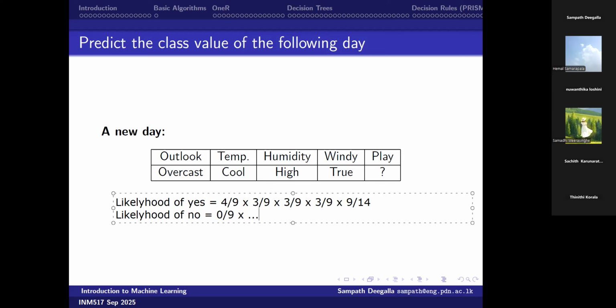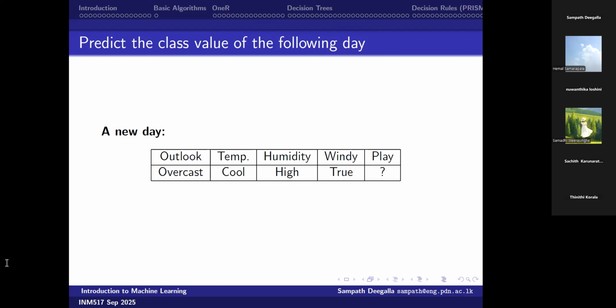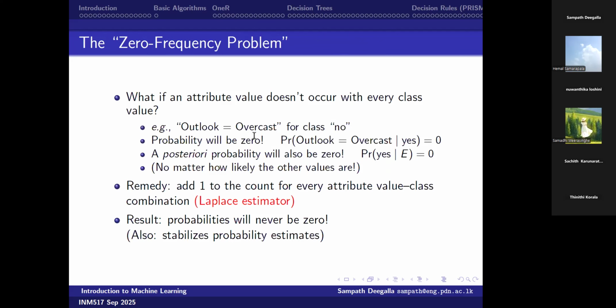What is the special case? Let me clear this for you. This is known as the zero frequency problem. So what do you mean by zero frequency problem? Whenever you have outlook overcast for class no, the probability is 0. So then you have a 0 posterior probability as well. Therefore, you cannot apply the way we have used earlier, right? So you have to solve that issue.